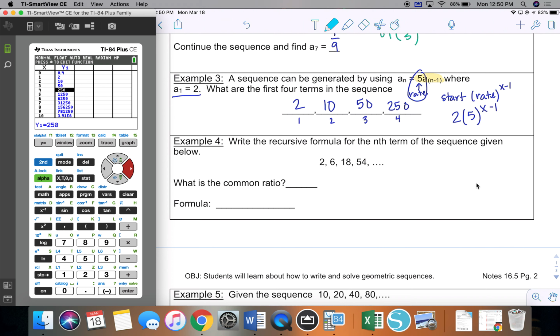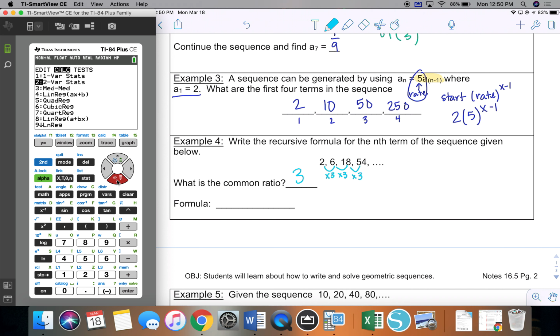So example 4 wants the formula for the nth term of the sequence below. What is the common ratio? So my ratio to get from 2 to 6, I multiply by 3 times 3 times 3. So we're good to go on that common ratio. Some of these you can put them into stat edit if you aren't seeing it immediately. Just remember that you have to write your formula a little differently. Oh wait, term 1, 2, 3, and 4. And then my numbers are 2, 6, 18, and 54.